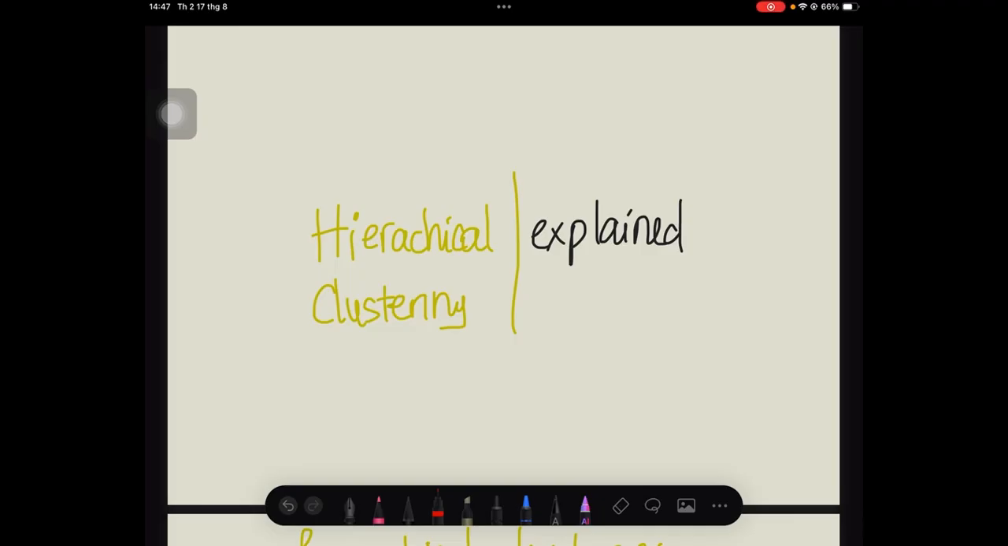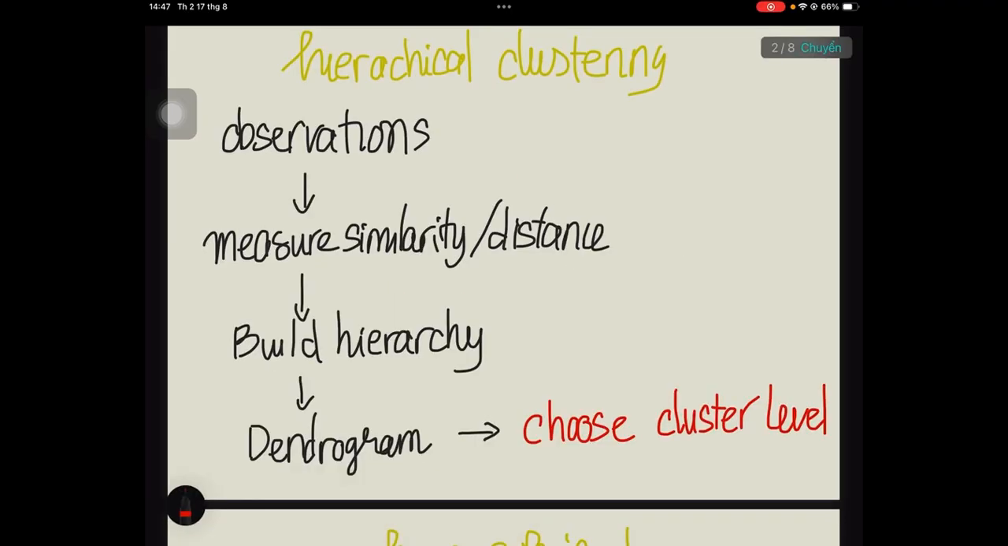Instead of asking, how many clusters should I create? Hierarchical clustering asks, how are the observations related to one another at different levels of similarity? And the best way to see that structure is through a powerful visual tool called a dendrogram. Once you understand the dendrogram, hierarchical clustering becomes much easier. So let's start with the core idea.